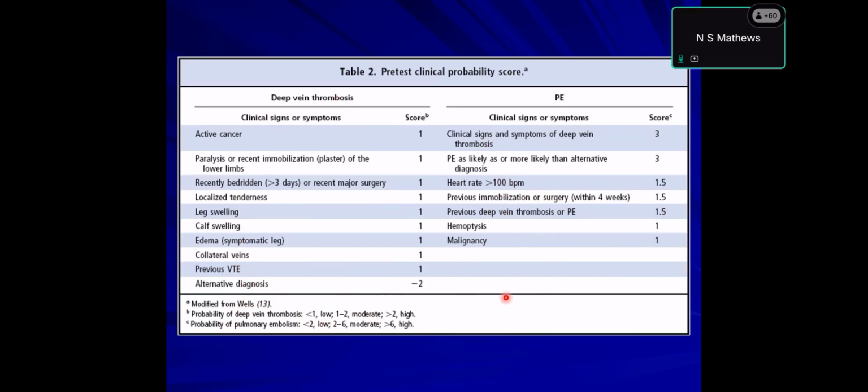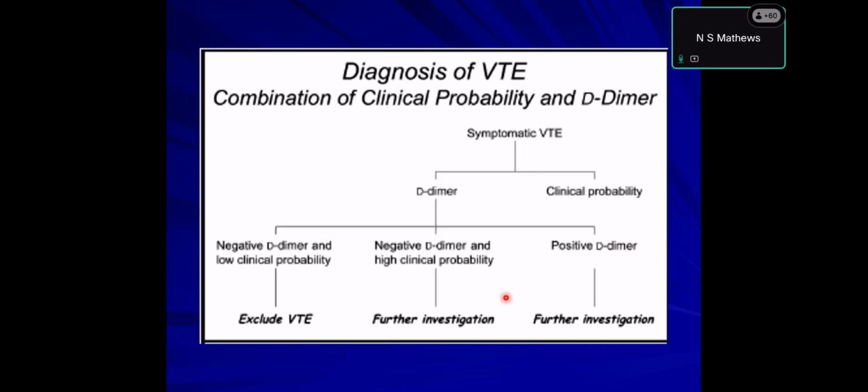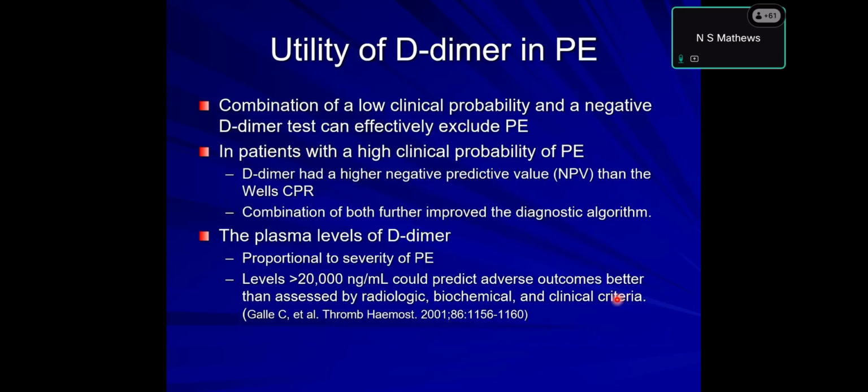So if you combine this with your D-dimer test, you increase the specificity of the score. Now, D-dimer in venous thromboembolism: you combine the clinical probability and D-dimer, you have a symptomatic VTE case, look at the D-dimer. Now, if there's a negative D-dimer and a low clinical probability, that's enough to exclude a venous thromboembolism. Whereas with a negative D-dimer and a high clinical probability, probably you need further investigation to make sure that he does or doesn't have the disease. And if there's a positive D-dimer, of course, you need further investigation to see what is the chance or possibility for the person having a PE or a DVT.